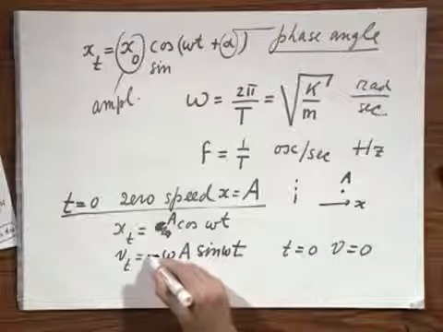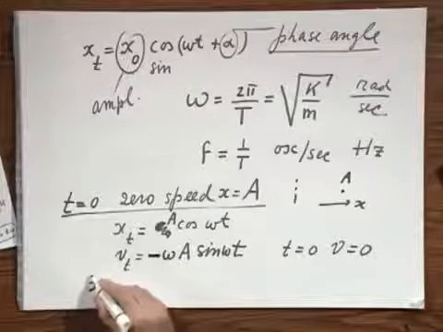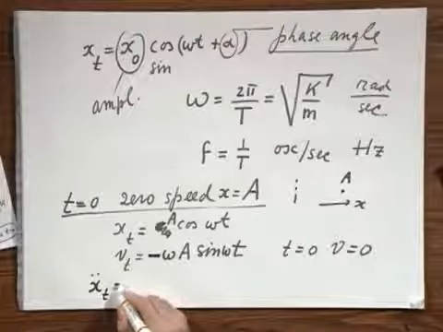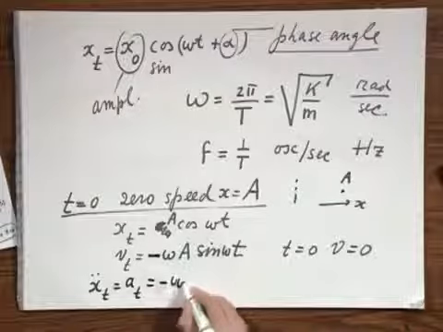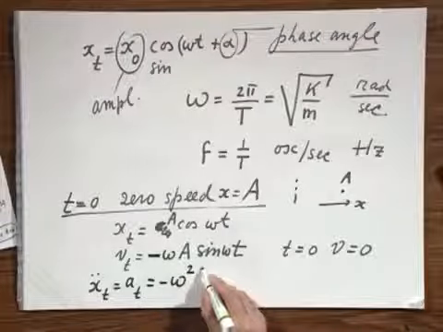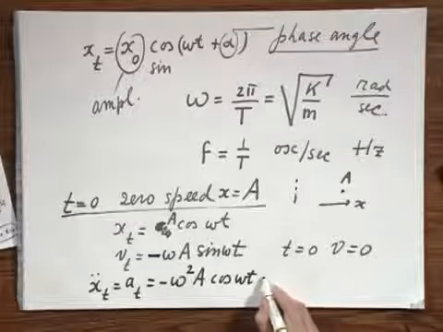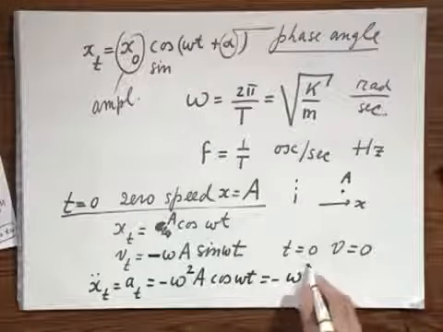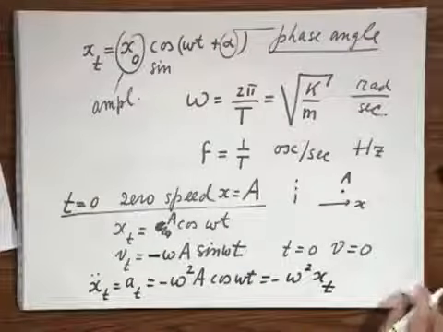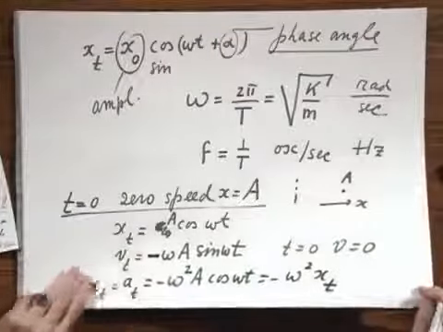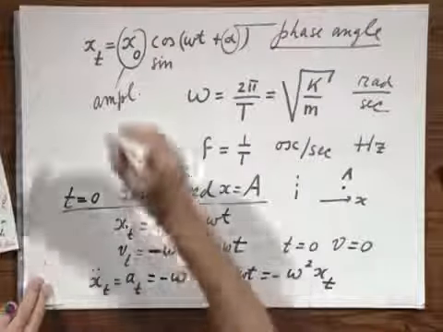So that's all beautifully taken care of by algebra, and now we get x double dot as a function of t, that equals minus omega squared times A times cosine omega t, which is also minus omega squared times x of t. So now what you can do, you can substitute this x in here.